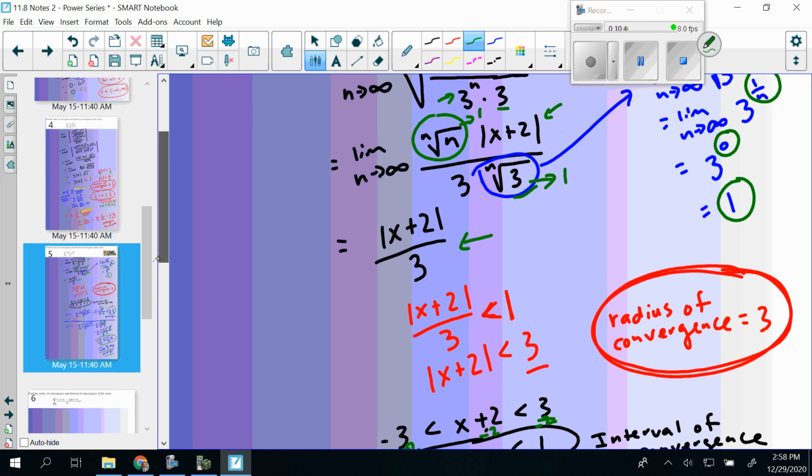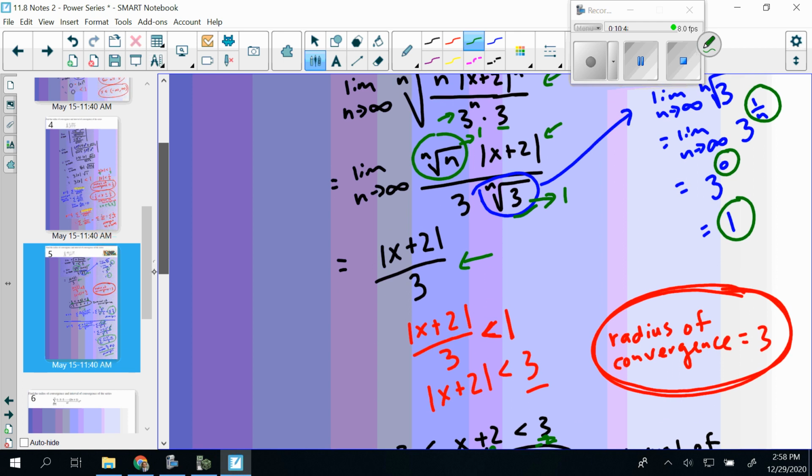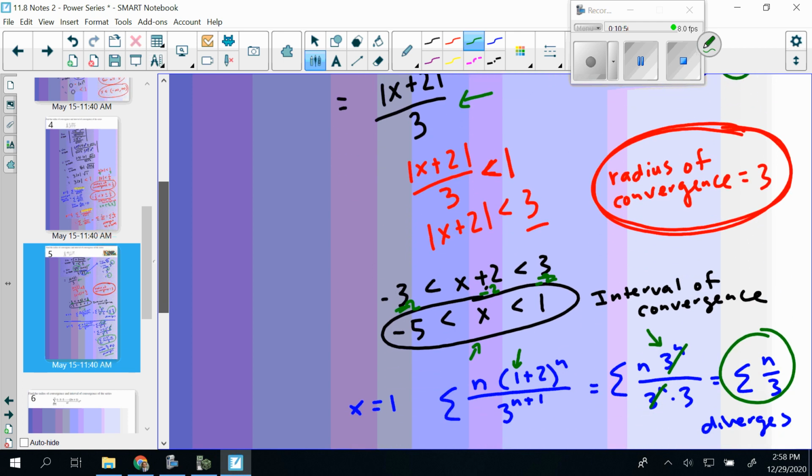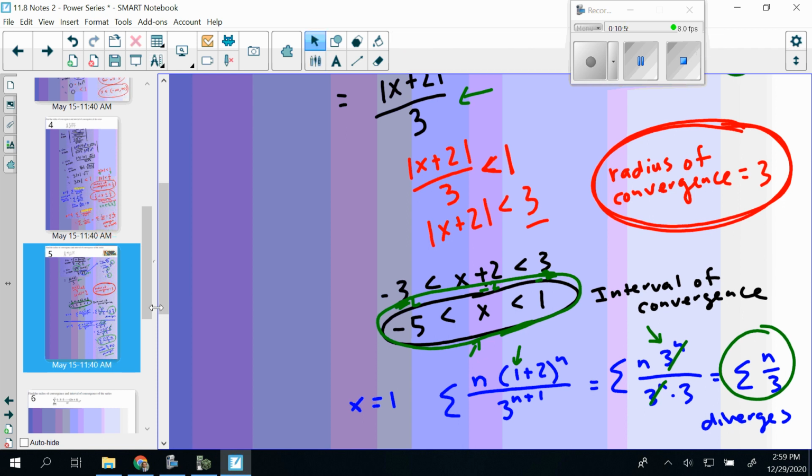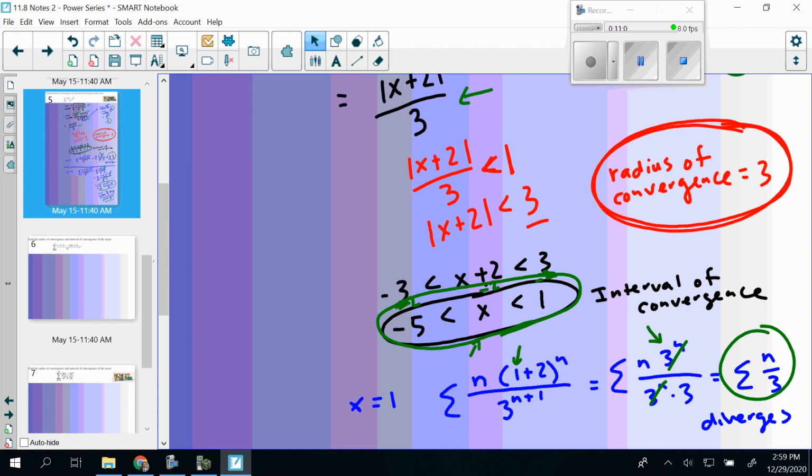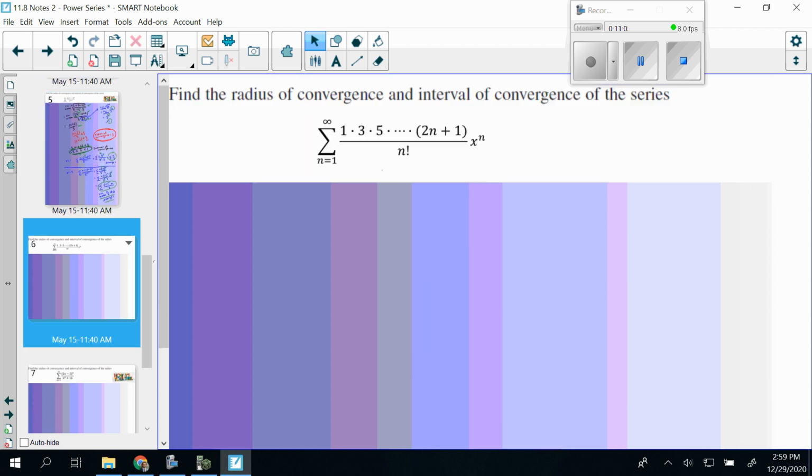So both endpoints are divergent. That's why the interval of convergence just ends up being what we had right there. So depending on what they ask, interval or radius, be prepared to answer both. All right, let's look at this one.